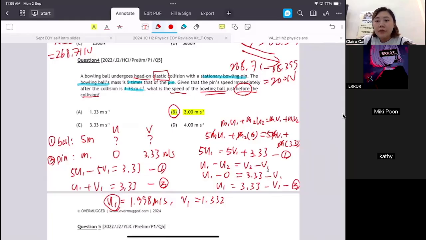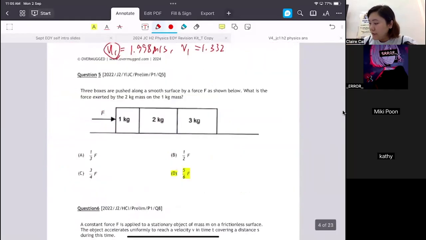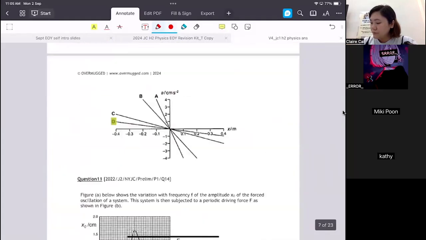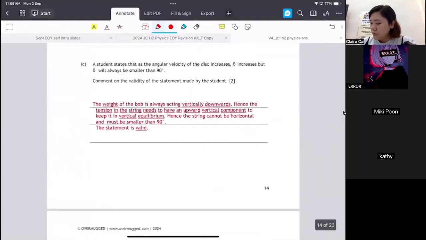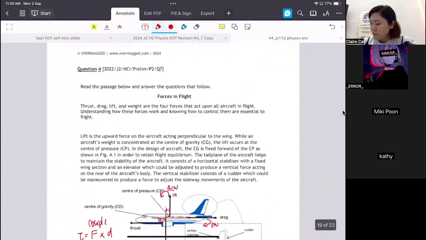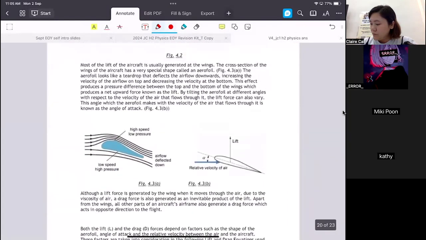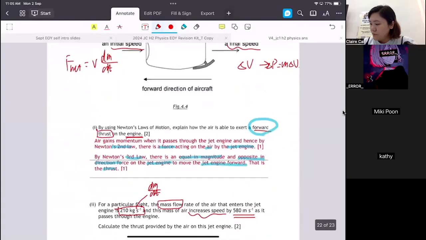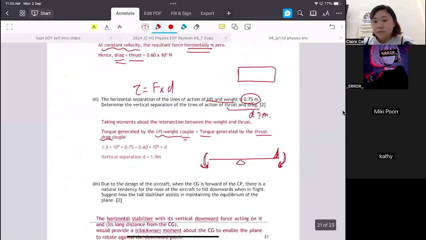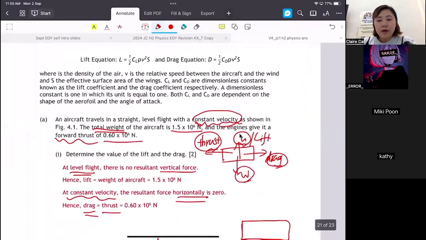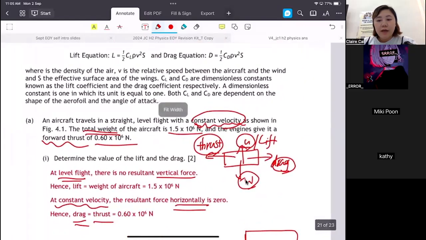Take moments about the intersection between the weights. Oh, so Kathy, for this question here, because we are looking at the two forces, the weight and the thrust. It's not the weight and the thrust though. So you can see for these questions, this one is actually the couple. The lift and the weight is a couple.